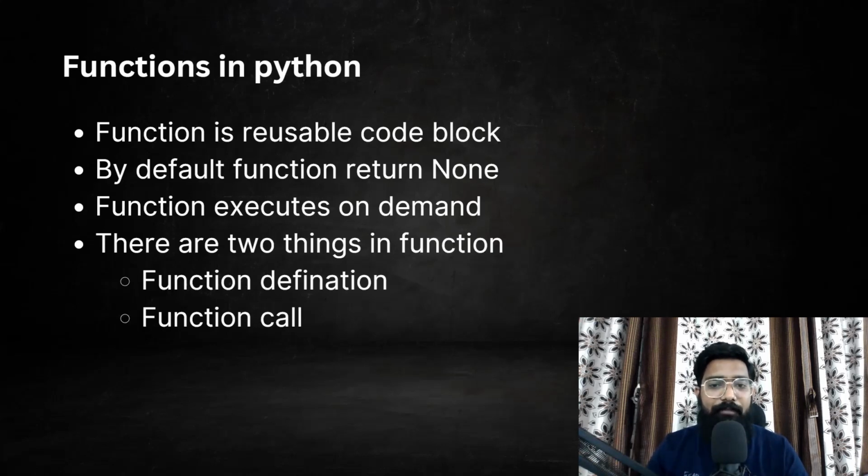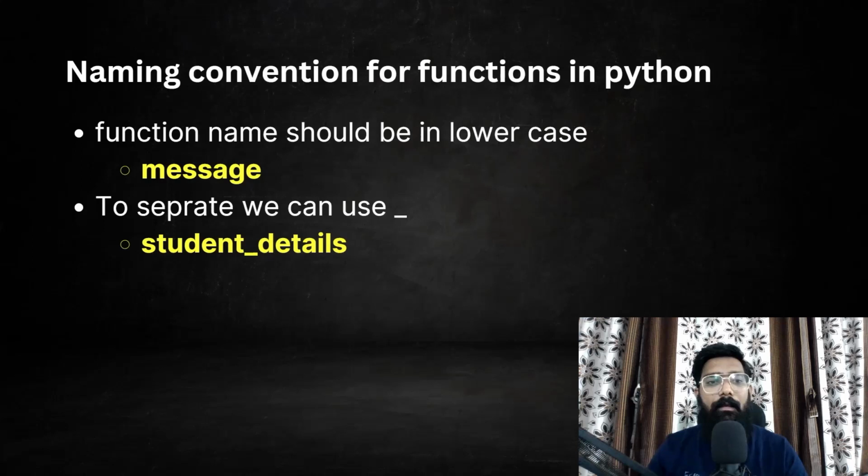By default, every function returns a None. A function executes on demand. There are two things in a function: first is the function definition, second is the function call. The naming convention is that function names are always in lowercase. As a separator between two words, we can use an underscore.